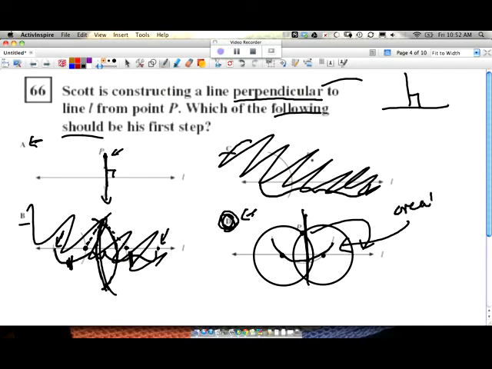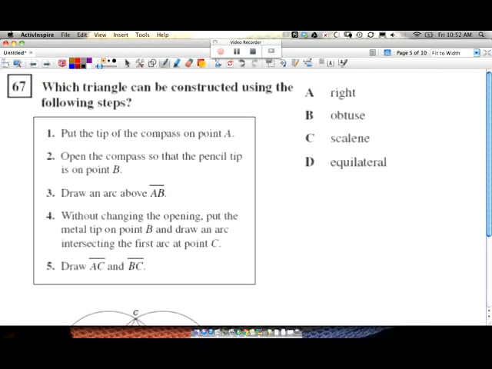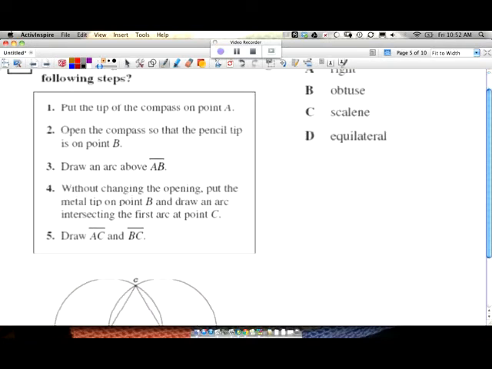This arc creates a symmetrical balance, and that's why we can get it right through the middle and then make those two arcs and make it perpendicular from there. Okay, what triangle can be constructed from this? Okay, now it helps to actually see the picture, but here's what's happening.